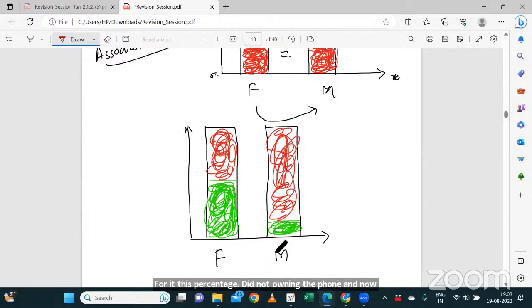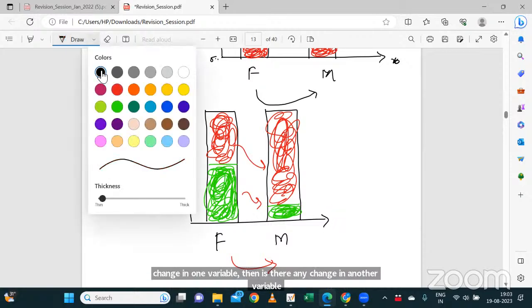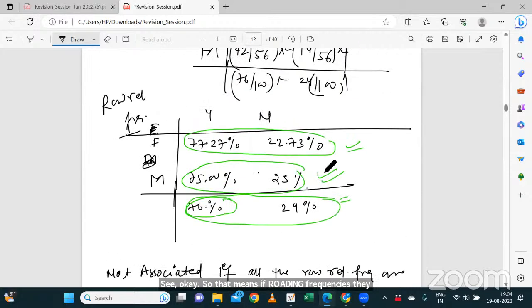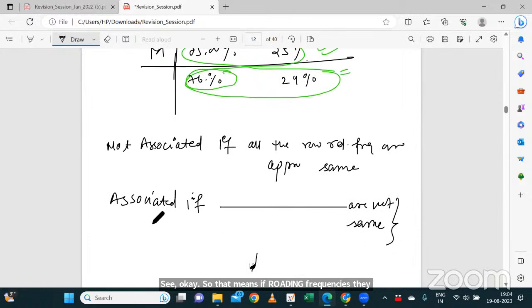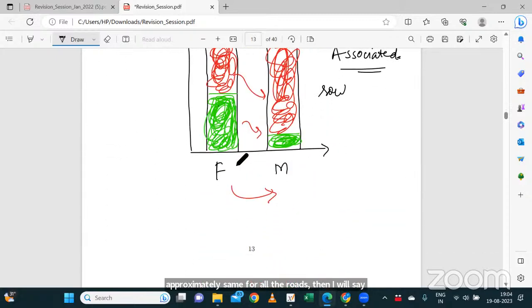Now tell me, if I change one variable, is there any change in the other variable? Yes? No? Are you getting it? So that means I will say these two variables are associated. So if row relative frequencies, as I told you, are not the same for all the rows, then I will say variables are associated. If row relative frequencies are approximately the same for all the rows, then I will say variables are not associated. You can go with the column relative frequency or row relative frequency, whichever you are interested in. It doesn't matter. Okay. So this is the association between two categorical variables.